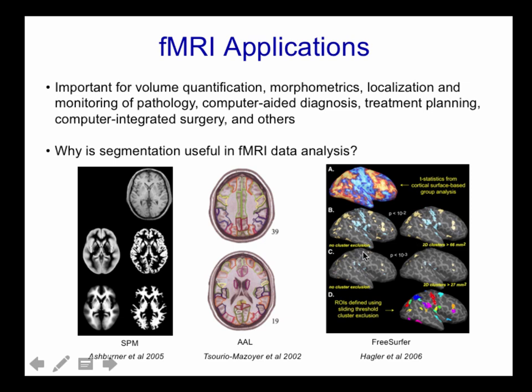And then just a final note, if you're doing resting state fMRI analysis, many times you want to compute functional connectivity between regions of interest. And these methods, AAL and FreeSurfer, are common ways of defining those regions of interest. So all of these segmentation applications can be used in fMRI analysis.